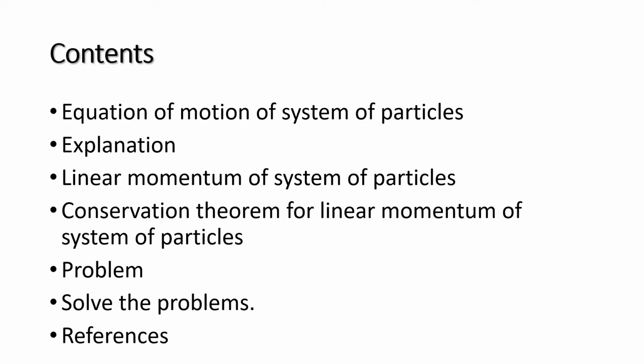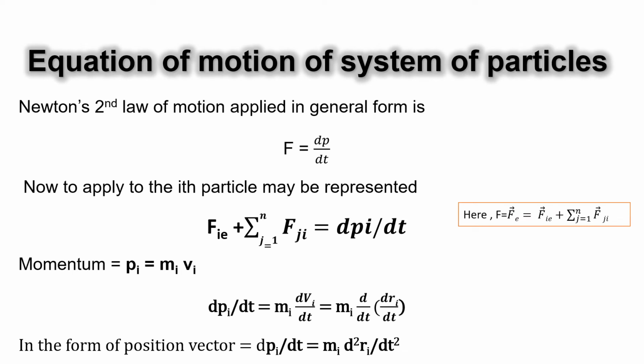The same effect is observed for the system of particles. If we have a number of particles in one system, then these equations can be written for the system of particles. For this we will first consider what we have discussed for Newton's second law of motion in the form of linear momentum, that is F is equal to dp over dt.